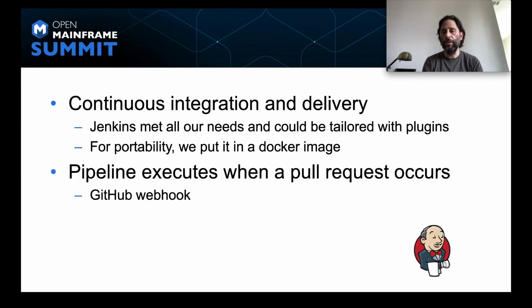Continuous integration and continuous delivery. We knew we wanted automation. We ultimately picked Jenkins, primarily because it met our needs and had a vast library of plugins. And for portability, we put it in a Docker image. Our pipeline executes whenever there's a pull request. That pull request is triggered by a GitHub webhook. What that means is when someone pushes code and a pull request happens, that webhook triggers our pipeline.